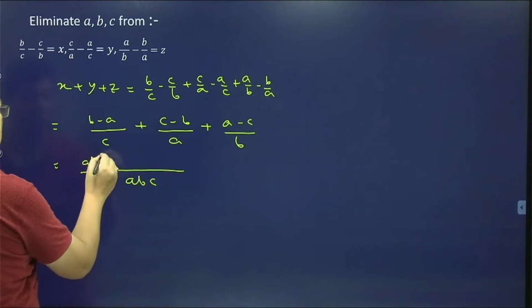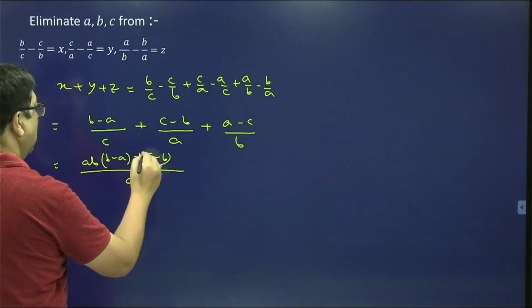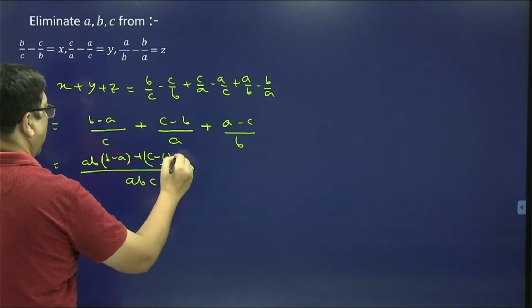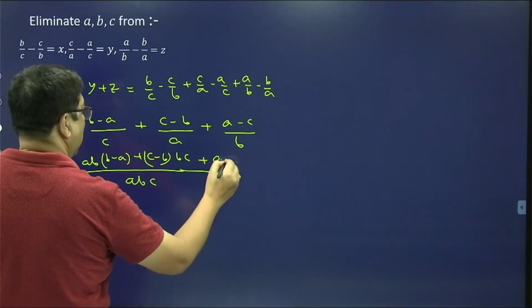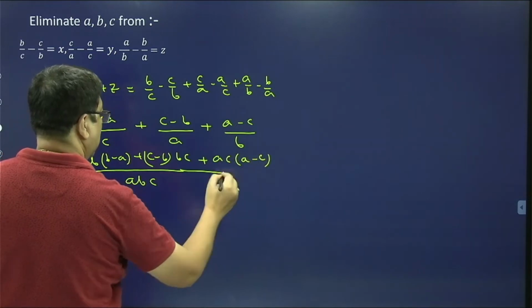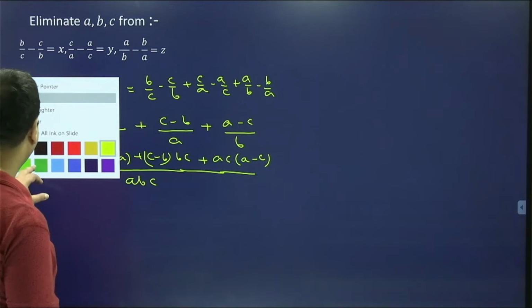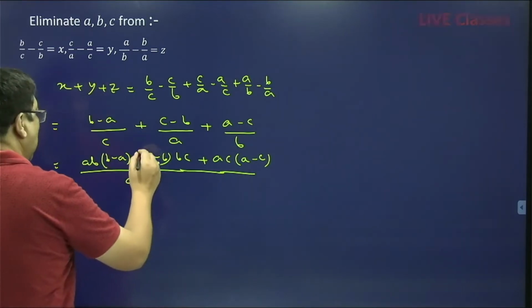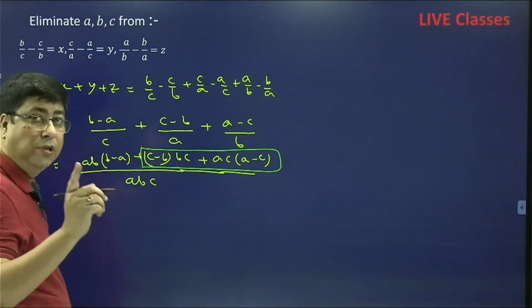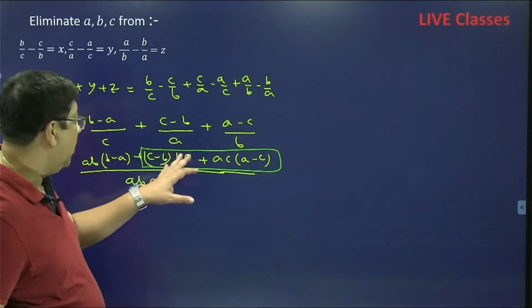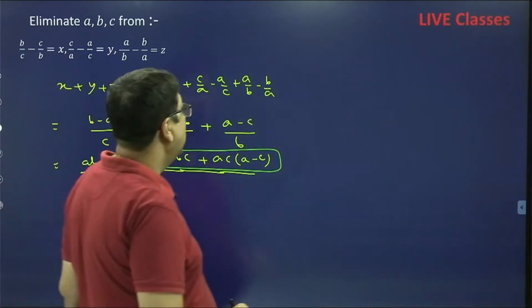So ab into b minus a plus c minus b into bc plus ac into a minus c. Just this part, I am simplifying this portion outside, so that our calculation should be easier for us. Okay, so I am simplifying this part aside.